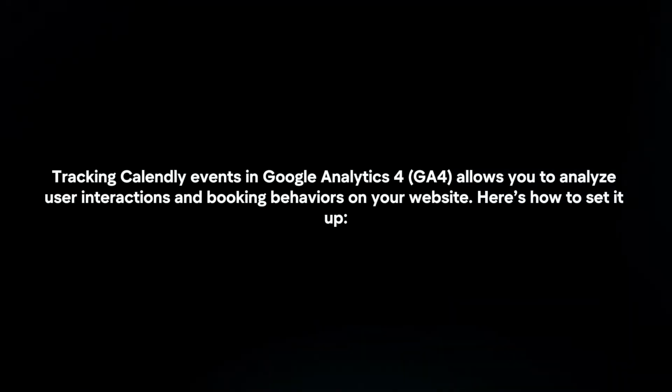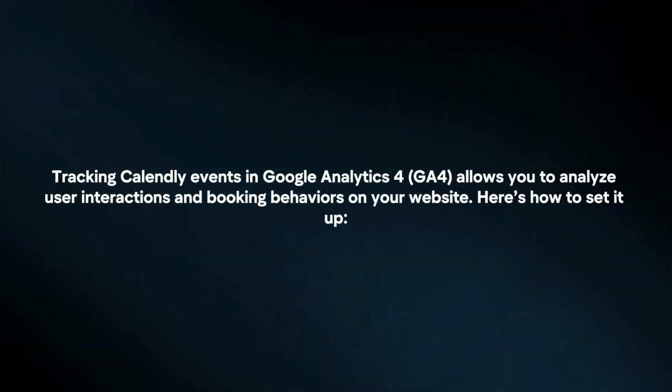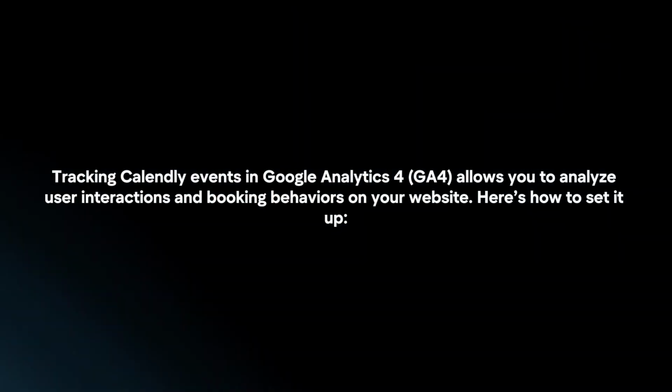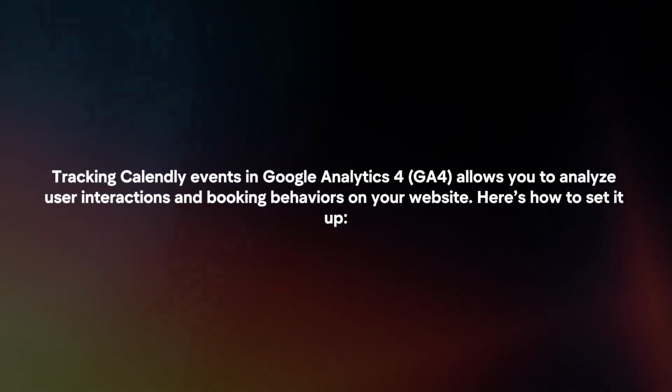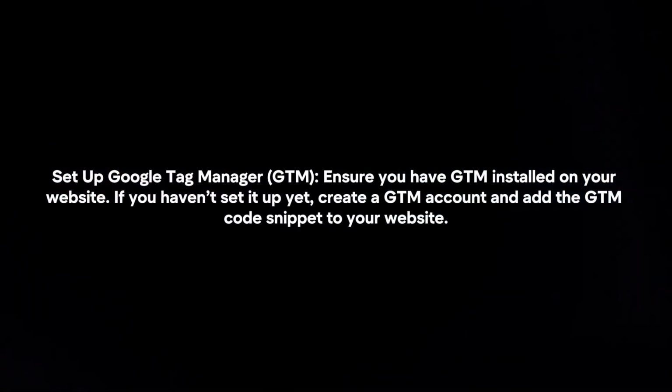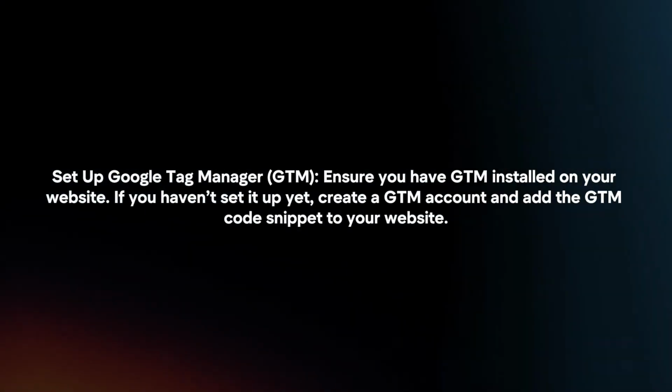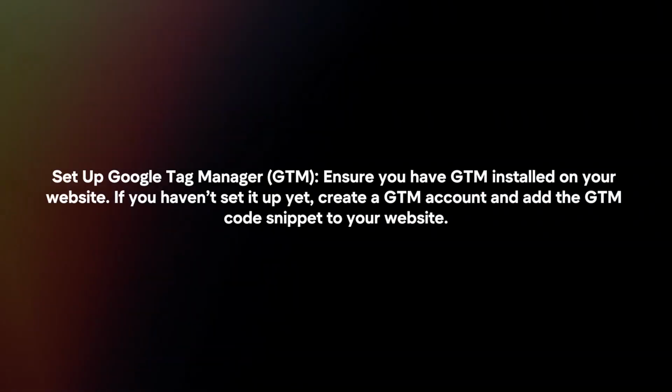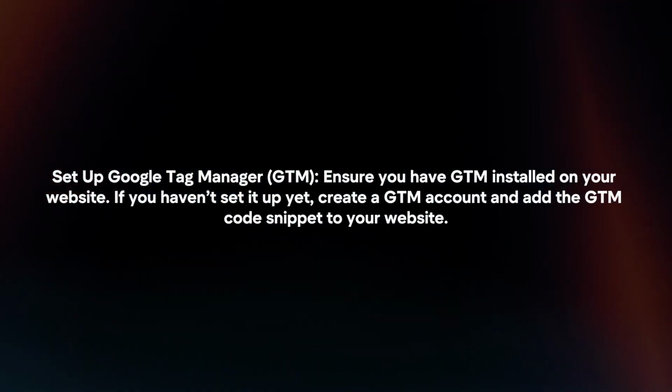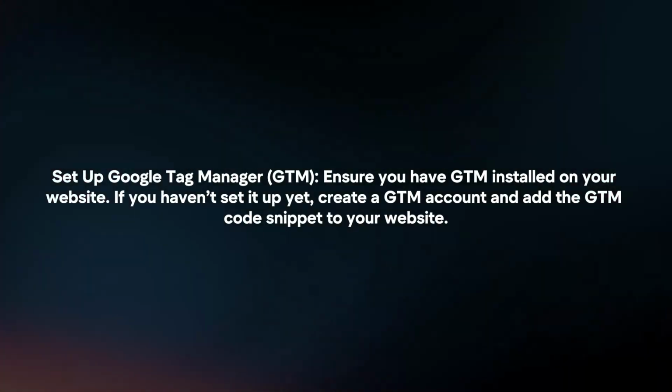Tracking Calendly events in Google Analytics 4 allows you to analyze user interactions and booking behaviors on your website. Here's how to set it up. Set up Google Tag Manager. Ensure you have GTM installed on your website. If you haven't set it up yet, create a GTM account and add the GTM code snippet to your website.